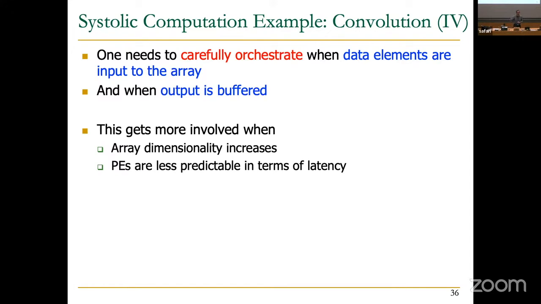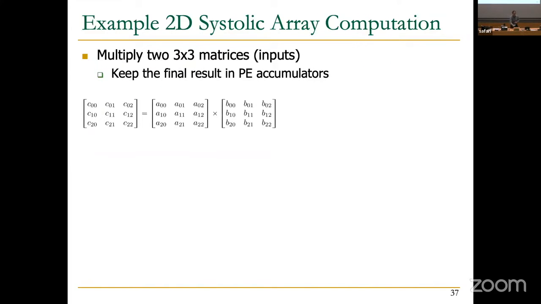We will see this in matrix multiplication that's used in Google TPUs, for example. They have a very similar structure to what I'm going to show. Let's take a look at the structure. So this is going to be the structure. Let's take a look at how we can multiply two 3x3 matrices, and keep the final result in processing element accumulators.